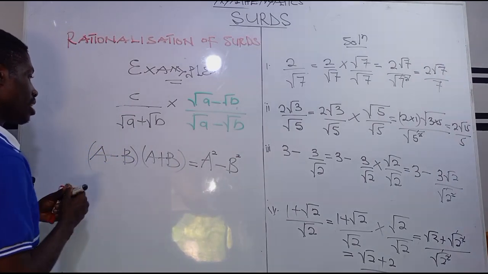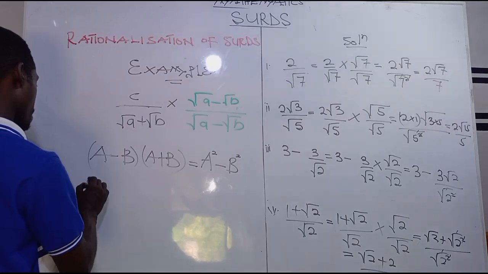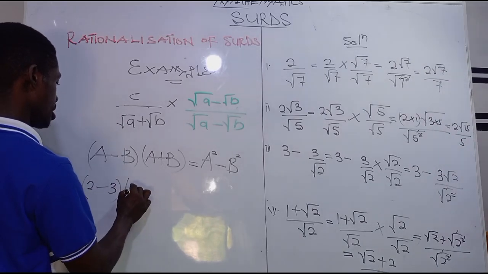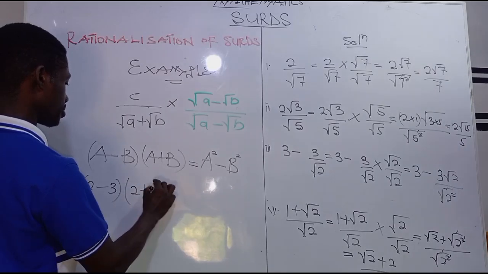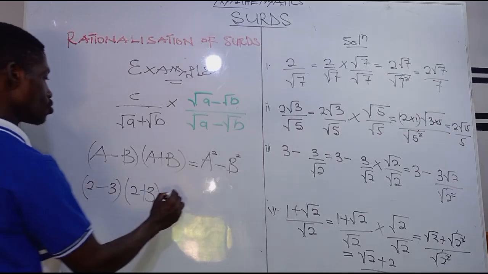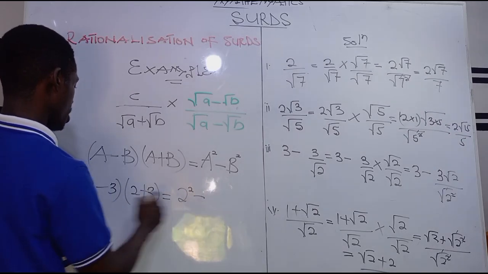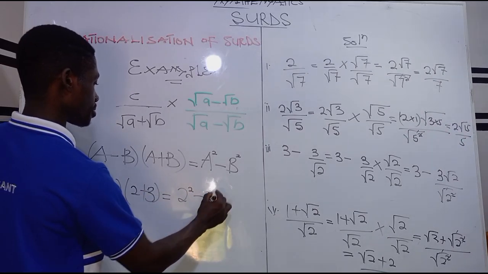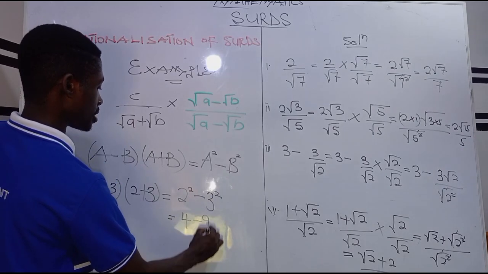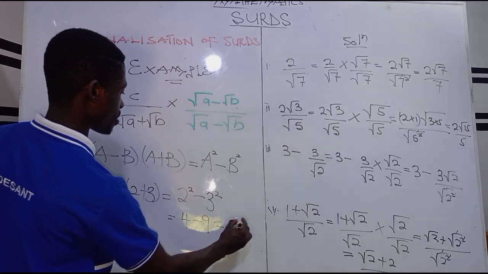So let's take it that you have 2 minus 3 and then 2 plus 3. Now what this means is that we are going to square 2 and then we square what? 3. So when you simplify, you are going to get 4 minus 9 and that gives you minus 5.